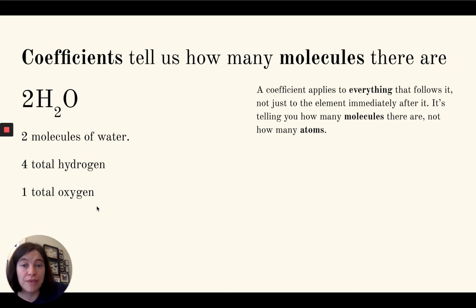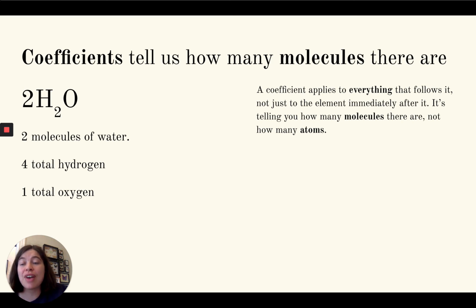Now let's talk about coefficients. Coefficients are numbers that go in front of the molecule. While the subscript tells us how many atoms there are in a molecule, so for example, we've got 2 hydrogen atoms in H2O, a coefficient tells you how many molecules there are. So remember, hydrogen and oxygen, those are atoms. H2O, water, is a molecule. So we've got 2 molecules of water, each of which has 2 hydrogens and 1 oxygen.